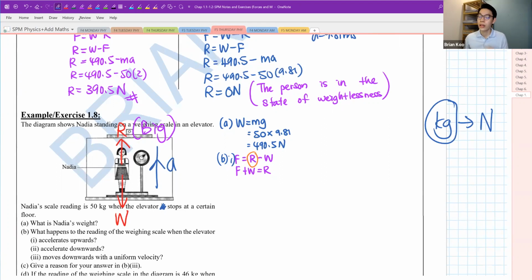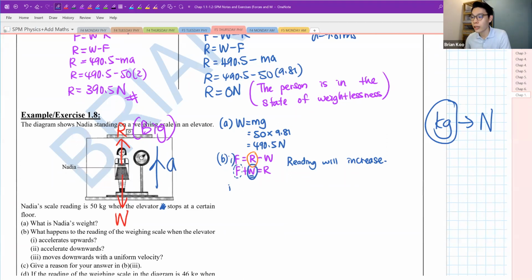R is equal to not only the weight of the girl, but on top of that, there is some force. So R is actually going to be, the reading will increase. How come? Because the weight of the girl is W. On top of that, there is some extra force. So she will become heavier on the weighing scale. The reading is not just the weight, but on top of that, there is a bit of extra.